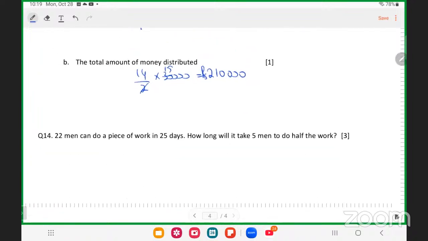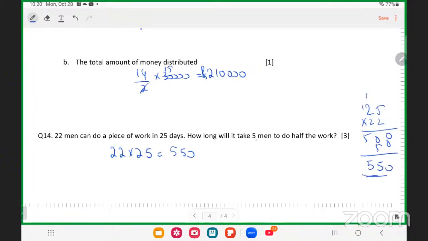And the last question is: 22 men can do a piece of work in 25 days. Quantify the work. 22 into 25. So if I multiply 22 with 25, it will turn out to be 550.